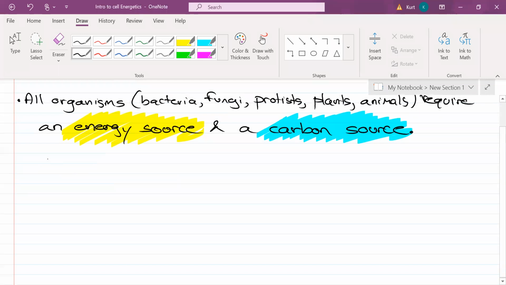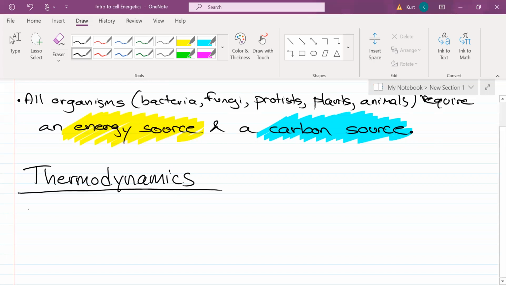So the first thing is, as I just said, thermodynamics. It's basically a branch of chemistry and physics that scrutinizes energy and heat and the transfer of those. So thermodynamics has a few laws. You got the first law, second law, third law of thermodynamics. We only need to know the first two.